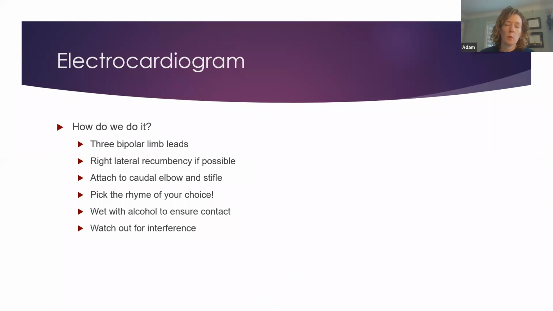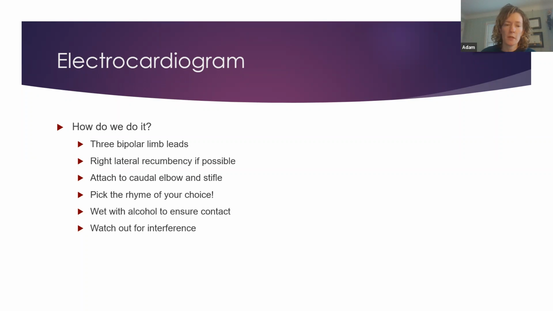Usually for these, when we're getting a brief assessment, we're talking about 3 bipolar limb leads. Ideally, if you can, you want to have the patient in right lateral recumbency, laying down all the way with their limbs kind of out 90 degrees from the body to try to get the most accurate tracing. And then we're going to attach those little leads to the caudal elbow and the stifle.